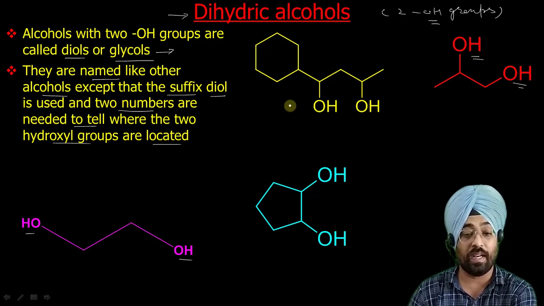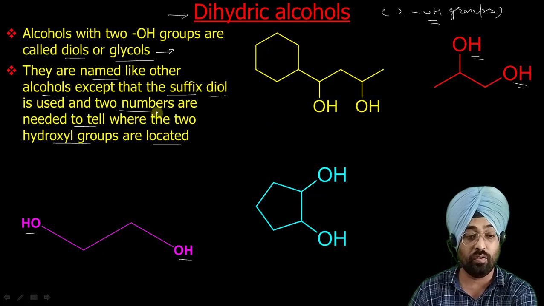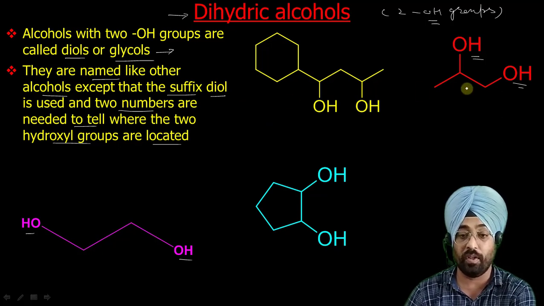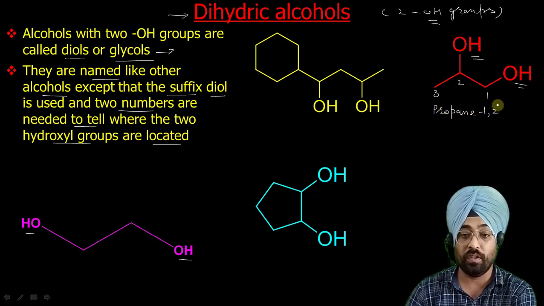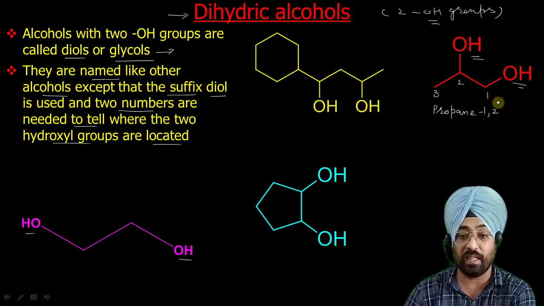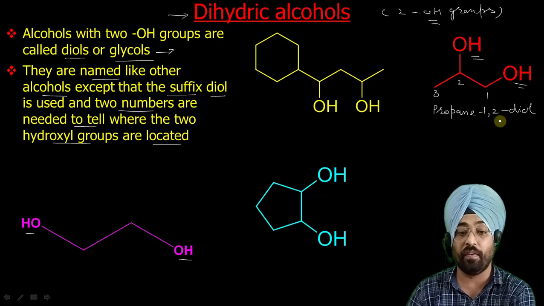Let us try using these rules to name first this compound. We can start numbering from here, 1 2 3. So it is a 3 carbon chain, so it is propane. This OH group is present at the first and second carbon, 1 2 diol. So its name is propane-1,2-diol.